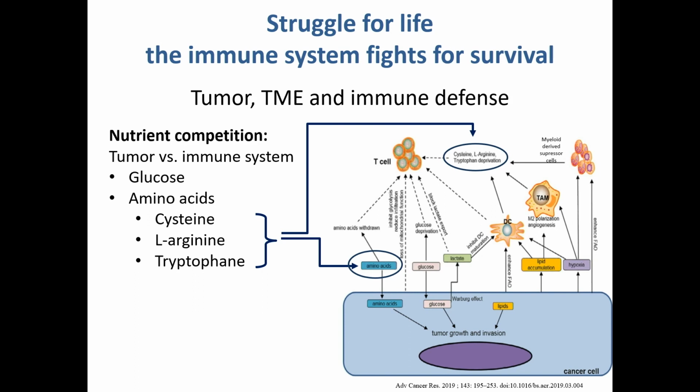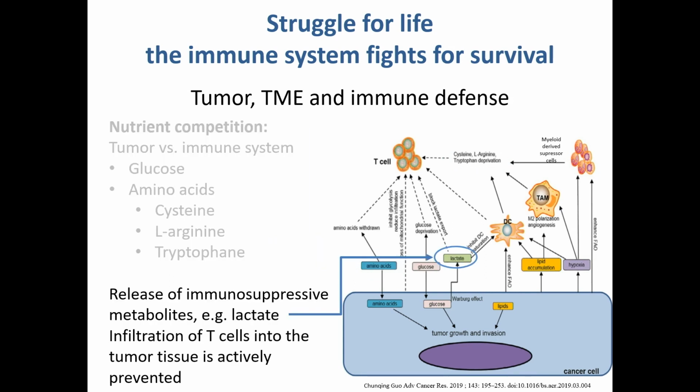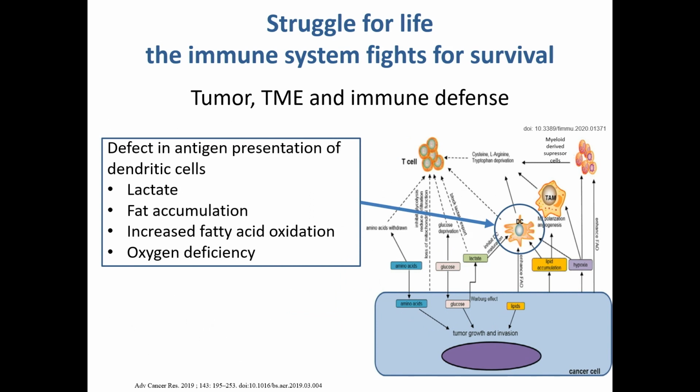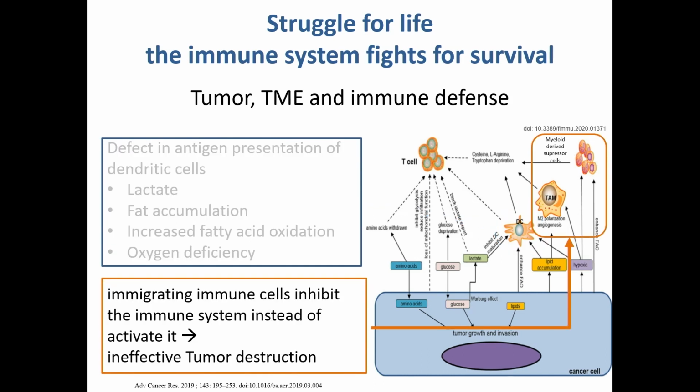So the next thing is release of immunosuppressive metabolites, for example lactate, and infiltration of T cells into the tumor tissue, which is actively prevented by the tumor cells. We have a defect in antigen presentation of dendritic cells. This is caused by lactate, fat accumulation, increased fatty acid oxidation, and oxygen deficiency. And the immigrating immune cells inhibit the immune system instead of activating it.